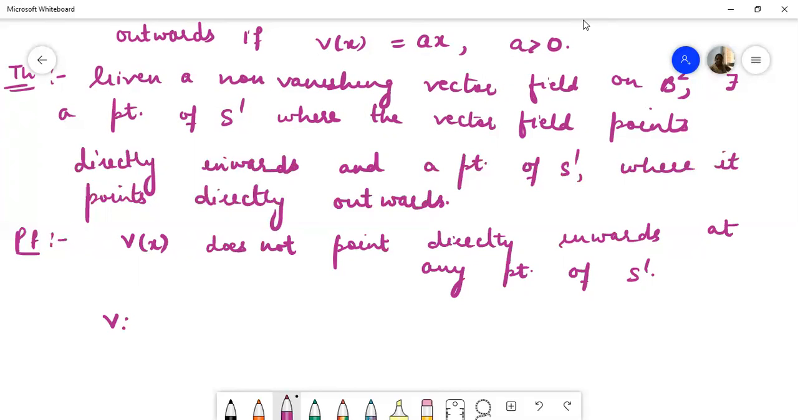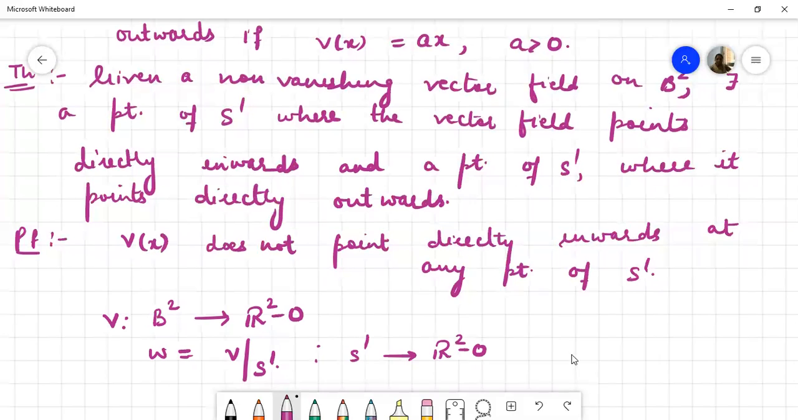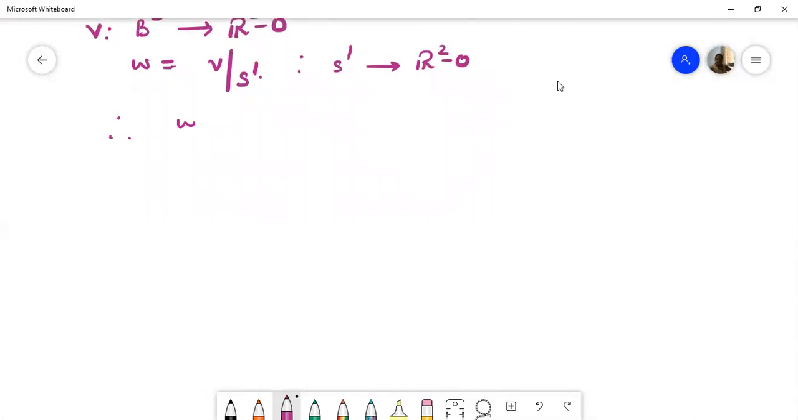So V is a non-vanishing vector field, so basically it is a mapping from B2 to R2 minus 0. Let us take W to be the restriction of V on S1. Then W has an extension to the map V, and W can be considered as a map from S1 to R2 minus 0, which can be extended to the mapping V from B2 to R2 minus 0. We have done a theorem in which we proved that if a mapping from S1 to X can be extended to B2 to X, then it is null homotopic. So W is null homotopic by that result, which means it is homotopic to a constant map.